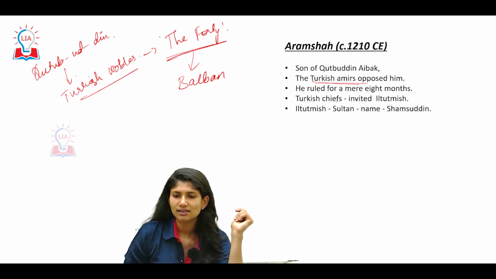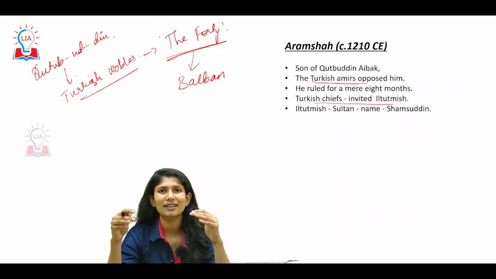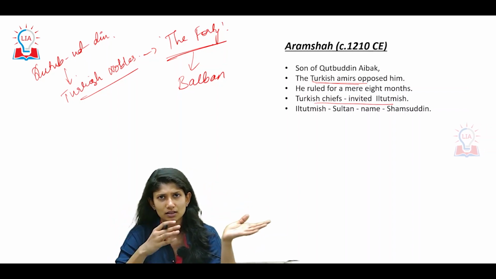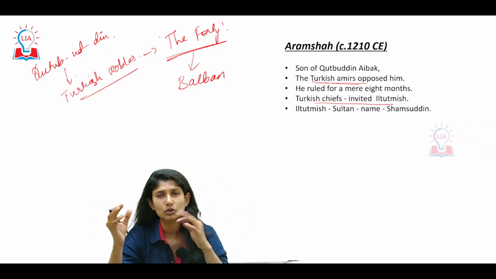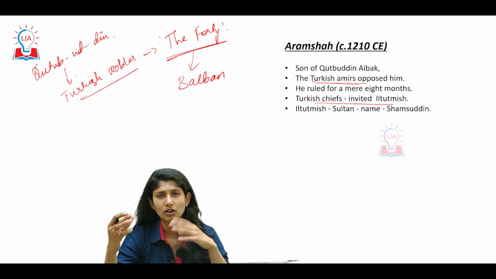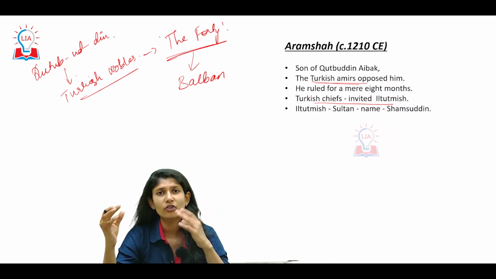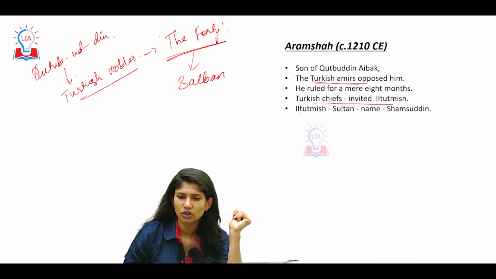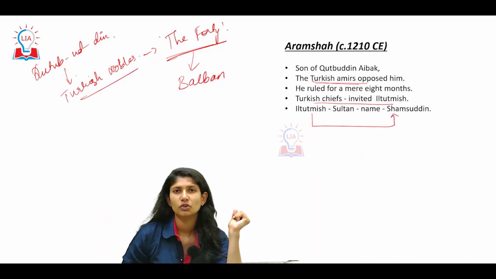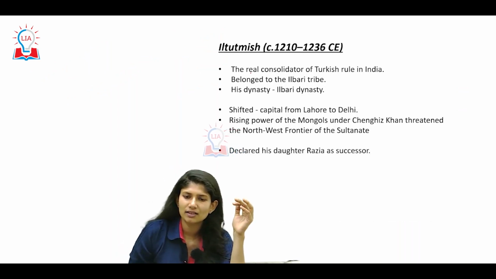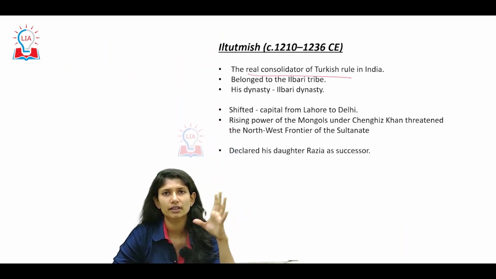Now, look at this. The Turkish chiefs did not like Aram Shah. For this, what did they do? They invited Qutb-ud-din Aibak's son-in-law, Iltutmish, to become the new Sultan. Thus comes in your Iltutmish with the beginning of the first Ilbari dynasty. Iltutmish had assumed the title Shamshuddin. Now he is considered as the real consolidator of the Turkish rule in India.